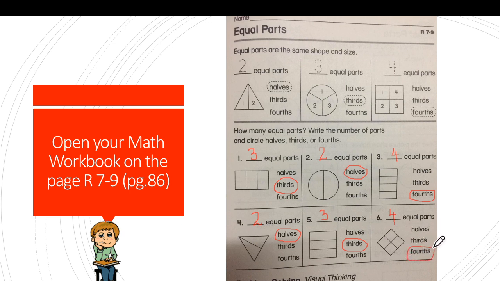Please, grade 1 students, study very well. That 2 equal parts we call halves. 3 equal parts we call thirds. And 4 equal parts we call fourths. Let's go to the next page.